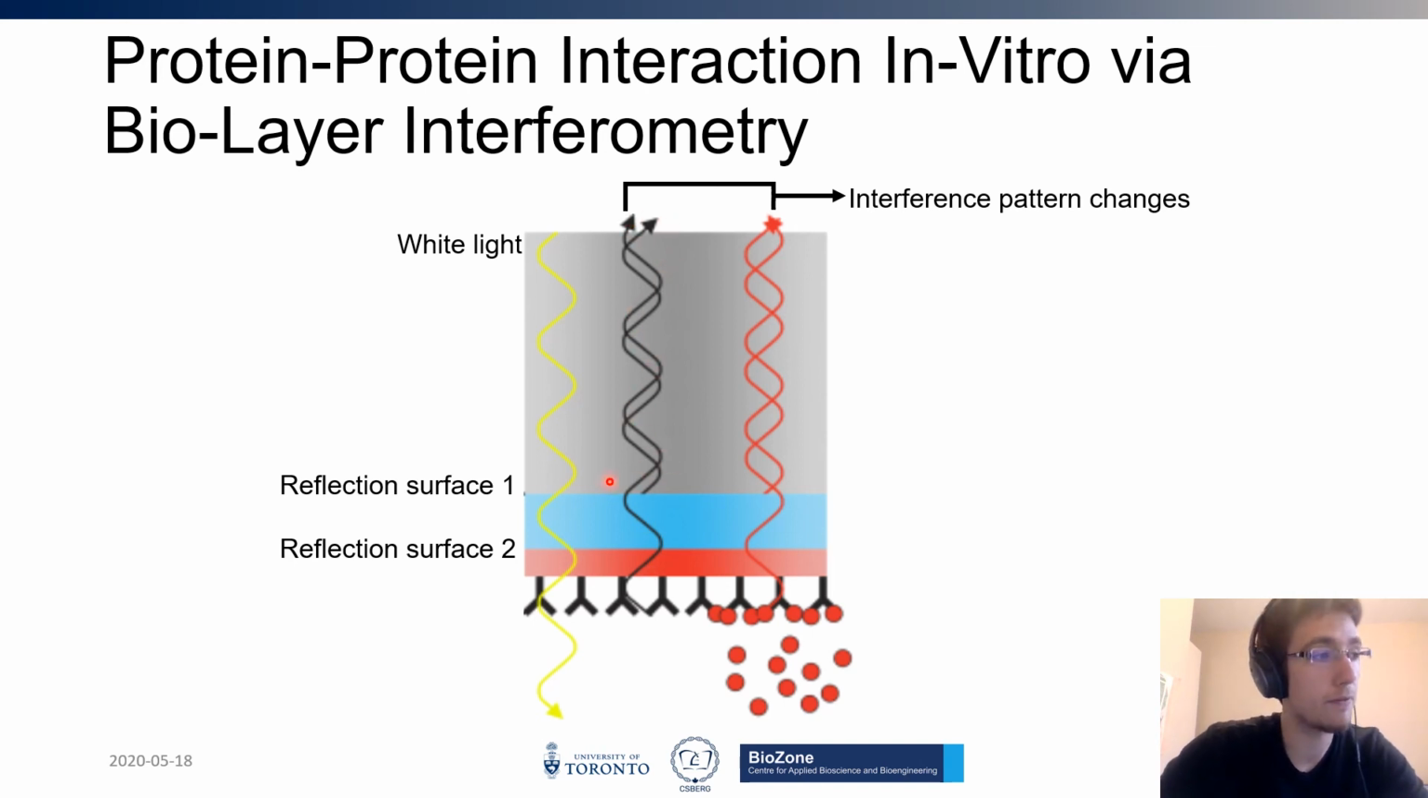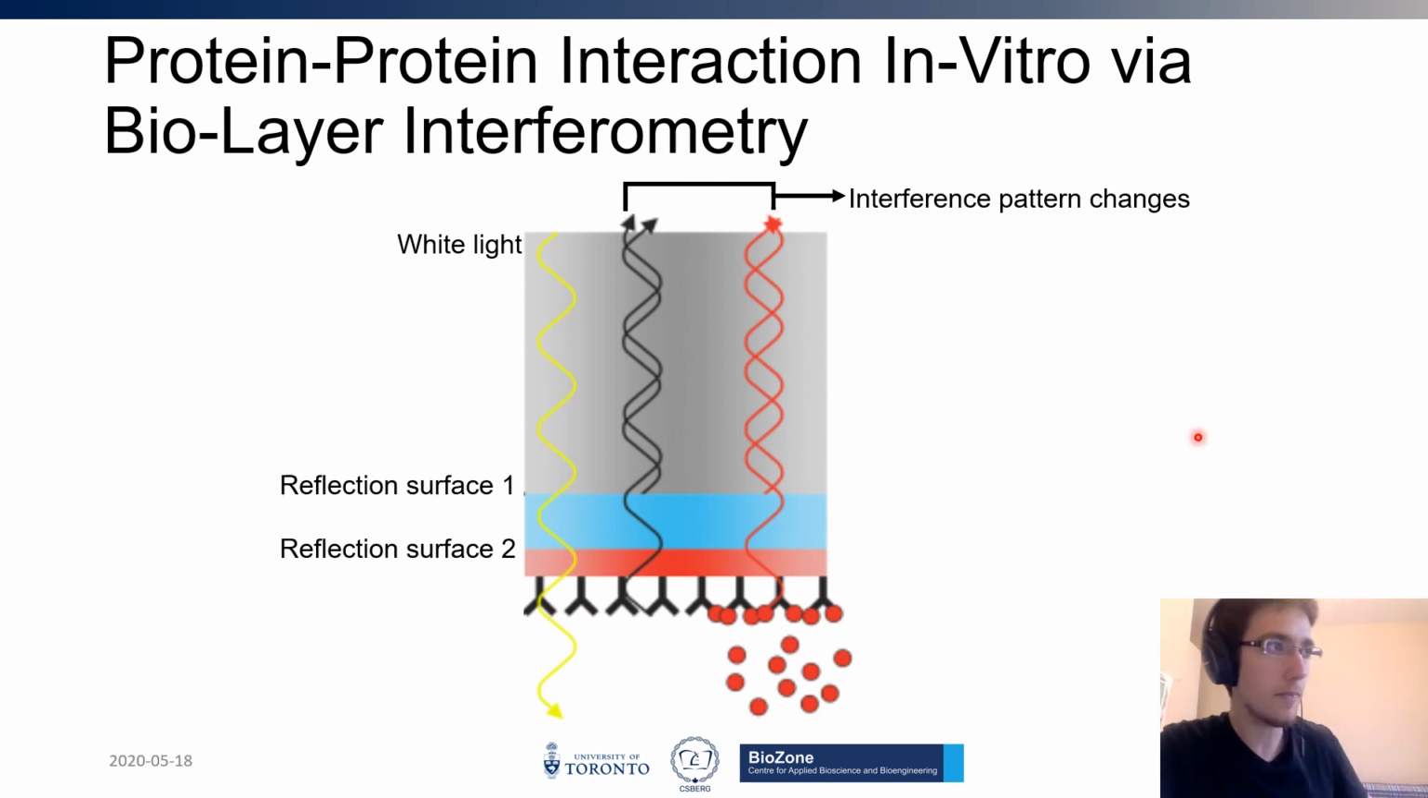Now, if your protein of interest is bound to its interacting partner, let's say another protein that you're running on top, right? The interference pattern will change. You can notice that the interference pattern here and here is different. So the way it's reflected from the second surface is slightly different. The phase is different here when compared to here, right? So that gives you an indication that your protein is bound to something.